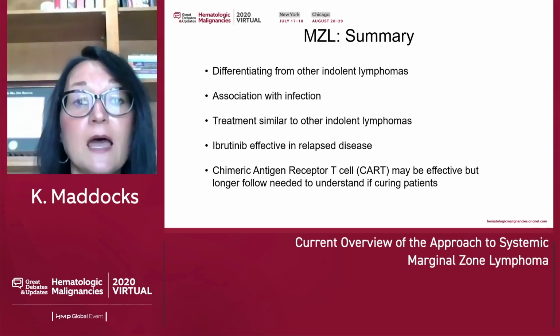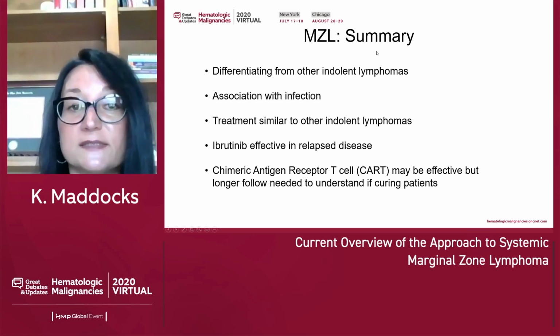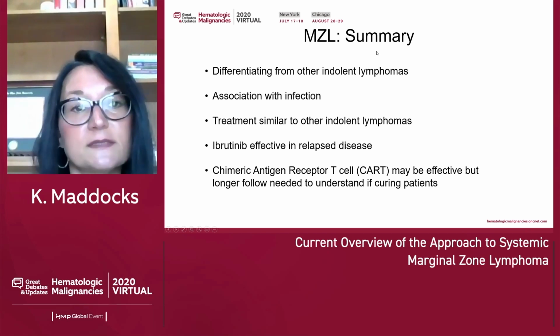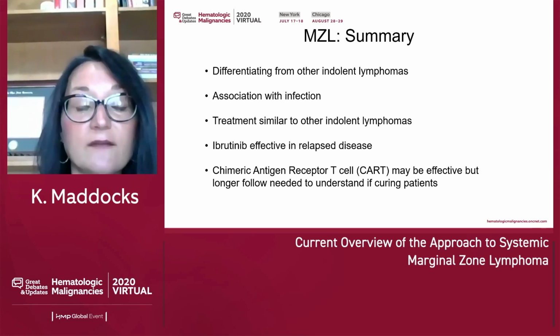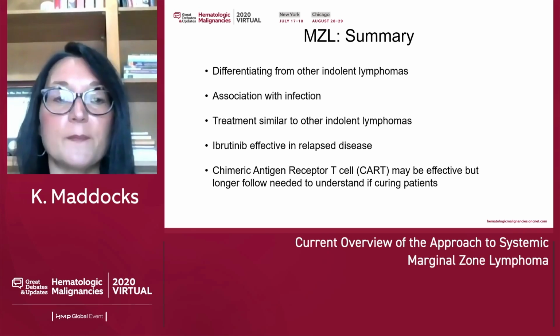I think that frontline bendamustine rituximab for patients who have nodal marginal zone lymphoma is largely the primary therapy used. Ibrutinib is effective in relapsed disease, which is one way this differs from follicular lymphoma. This is an area where, in follicular lymphoma, ibrutinib does not have as much activity, and based on the ibrutinib study in marginal zone lymphoma, this is the only oral agent with FDA approval in marginal zone lymphoma.